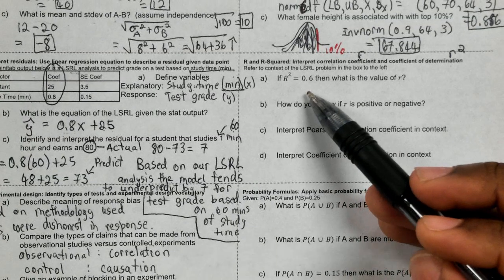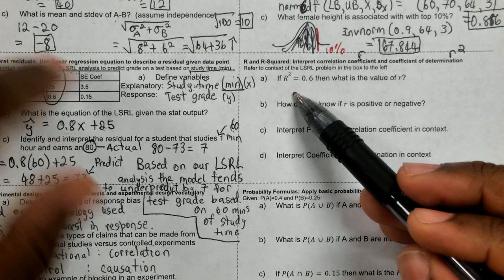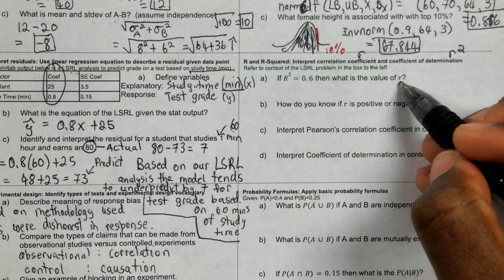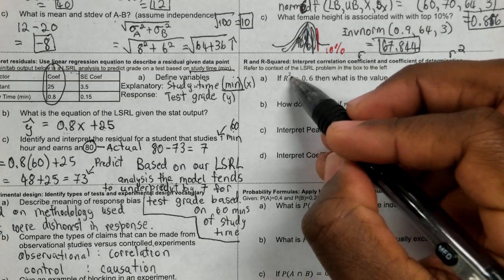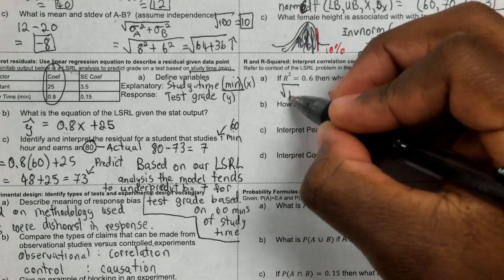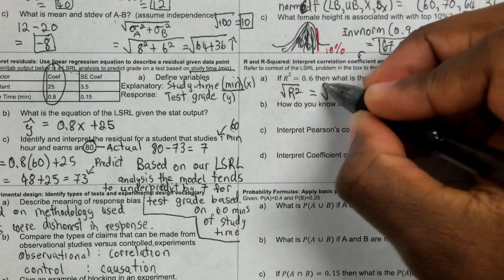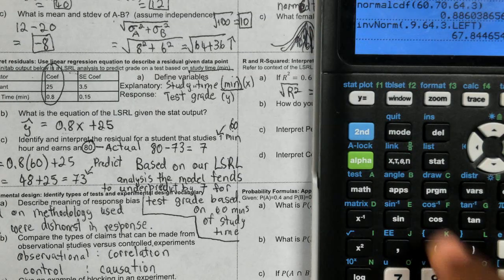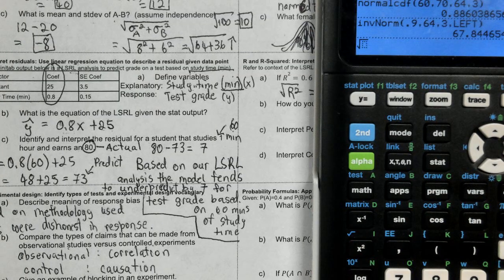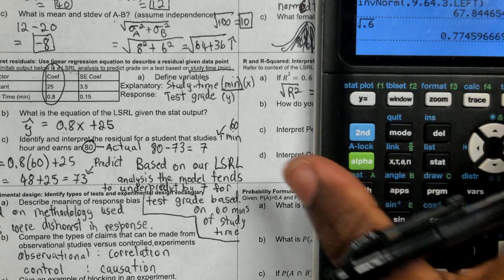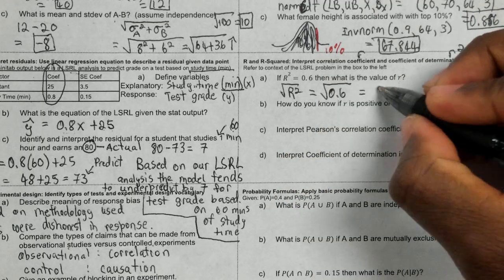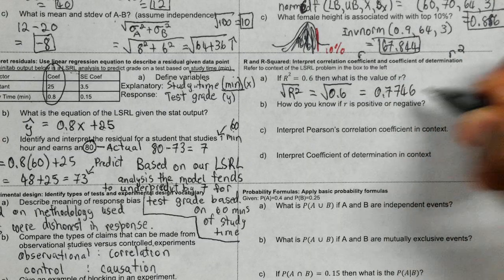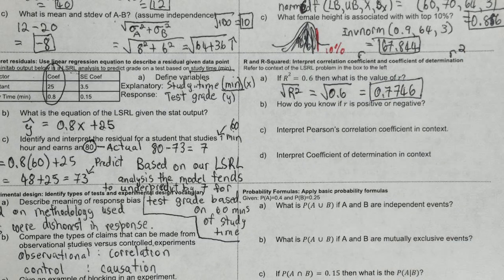In this case, we don't need to use this equation or this table to help us. If we know R squared and we want to know R, all I have to do is take the square root of R squared. The square root of 0.6 is 0.7746. So that's our R value.